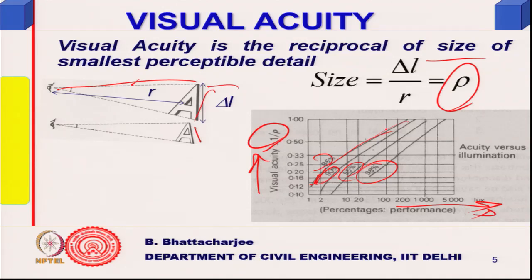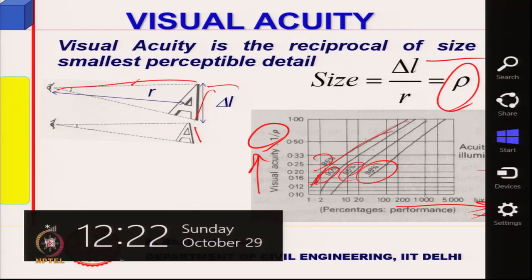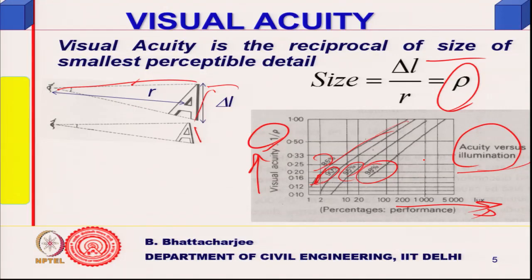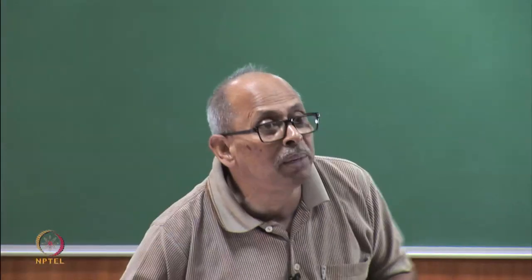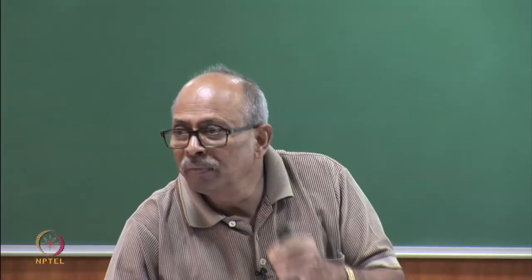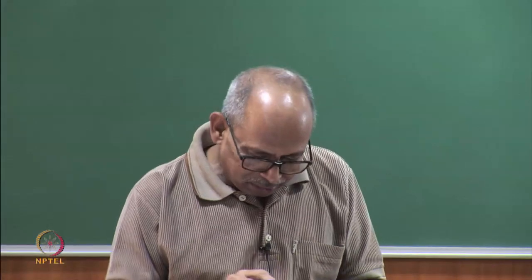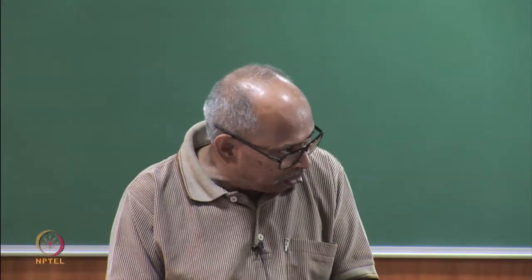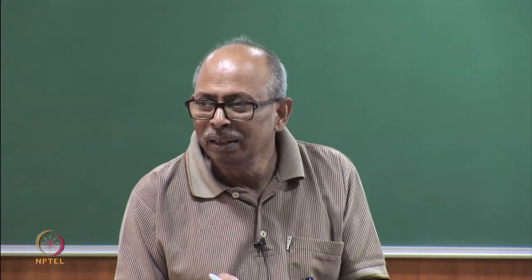So, lighting level is important, acuity versus illumination. Acuity increases with the illumination level, so I should increase the illumination level. The illumination level I require for watch repair would be quite different from what I would require for reading, because the distance is important, and the finest details one is looking at would be different.